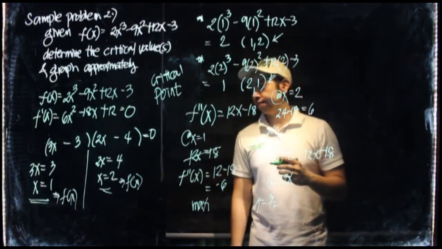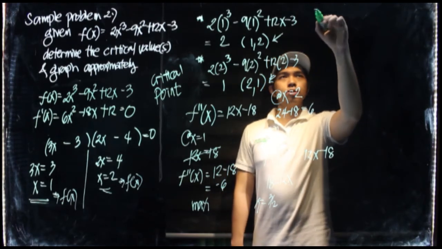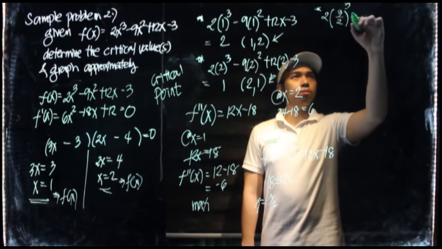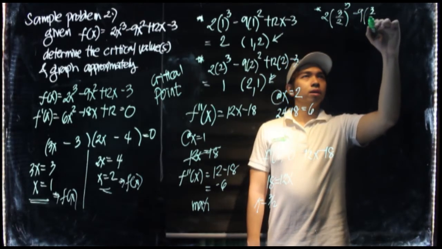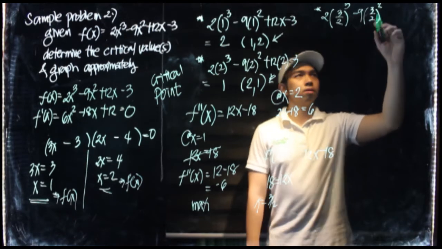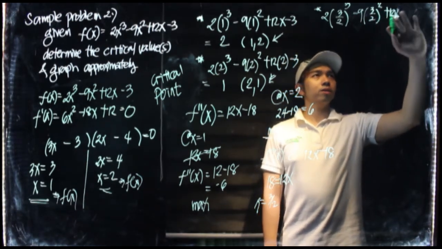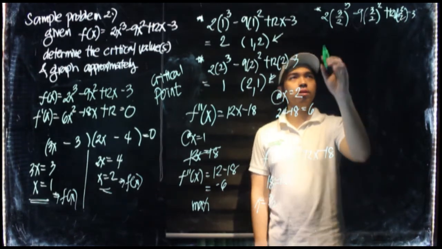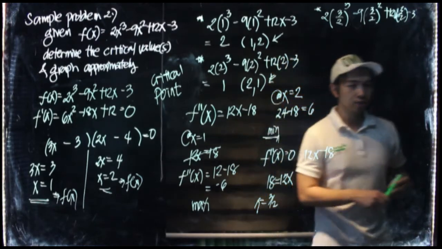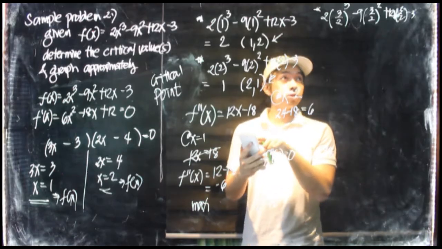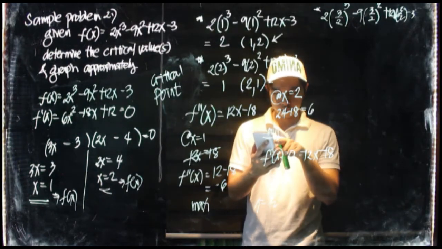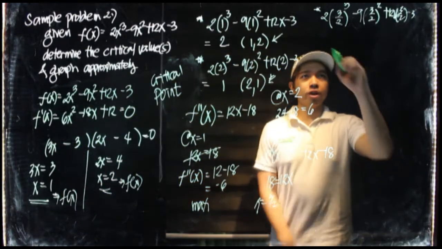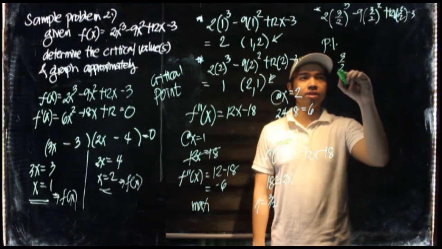So let's try to solve that. I forgot to calculate it right away. We have here 2 times 3 halves cubed, minus 9 times 3 halves squared, plus 12 times 3 halves, minus 3. That way we'll find the point of inflection. Calculating that solution, that would also give us 3 halves. So the point of inflection is located at (3/2, 3/2).